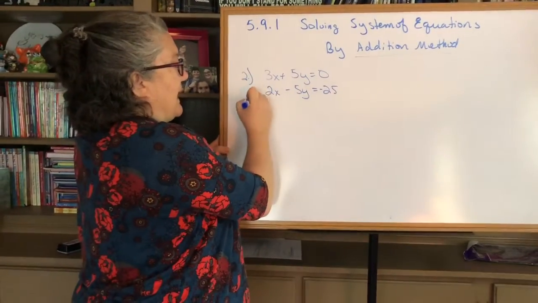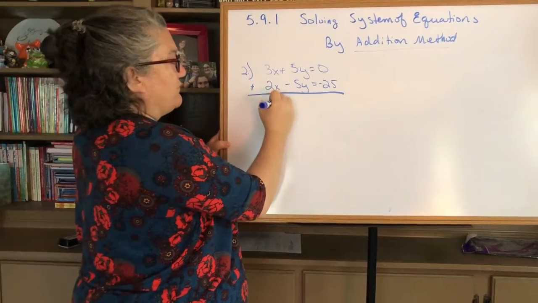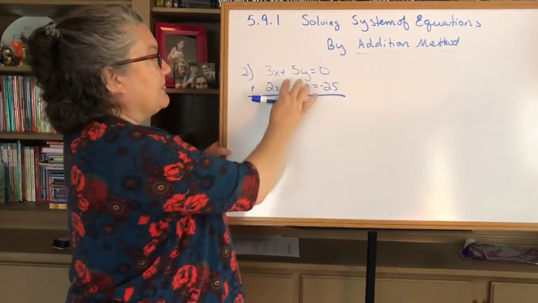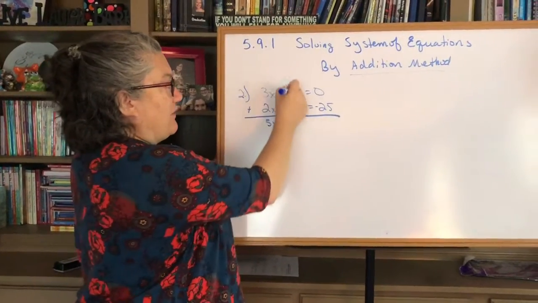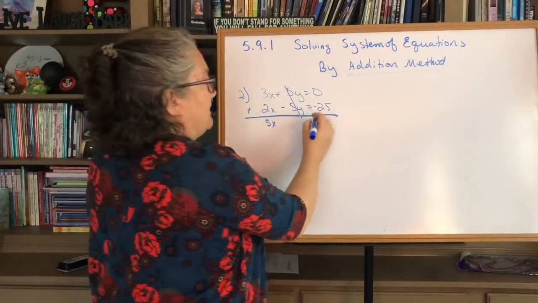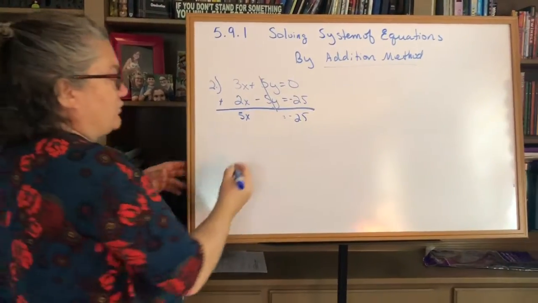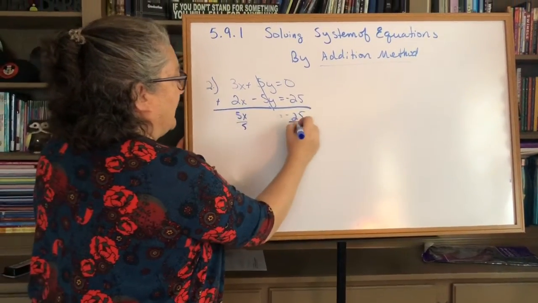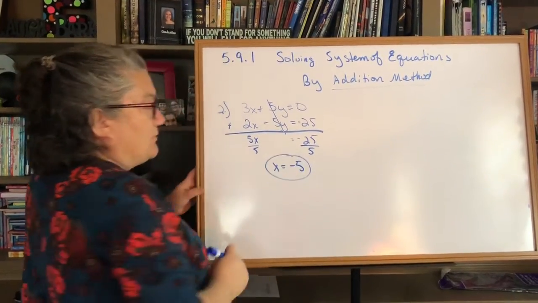So I want to add this together, and 3x plus 2x would be 5x. Now when we add, one of these variables should go away. A +5 plus a -5, that means that one went away. That's what we want. And then this over here would be -25. So we have 5x equals -25, and we want to solve for x. So I'm going to divide both sides by 5, and we have x equals -5. Well, there's 1 point there.